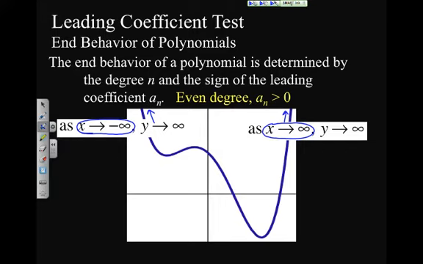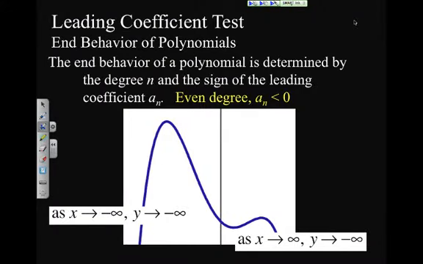The thing that I kind of do with the even degrees is they kind of resemble parabolas. So if we think about a parabola that has a leading coefficient that's positive, it opens upward at both ends. And that happens with any even degree polynomial. And then finally, just like a parabola with a negative leading coefficient, as this graph goes to the left, it's going down, so y approaches negative infinity. And as you go to the right, this graph is going down, so y approaches negative infinity.